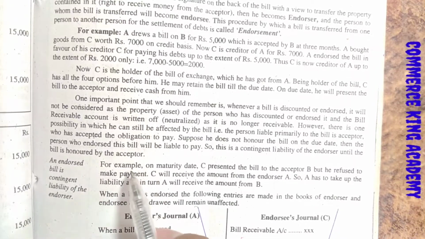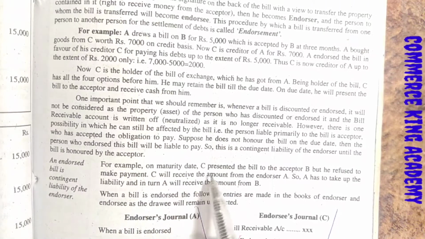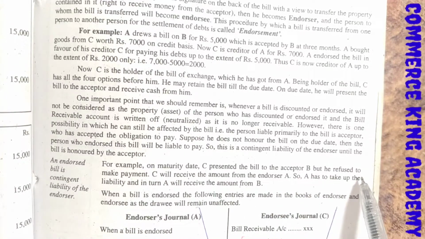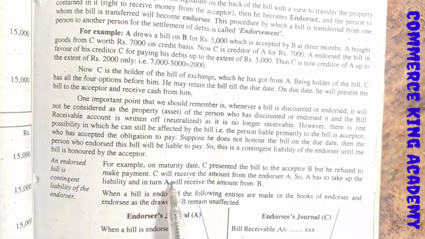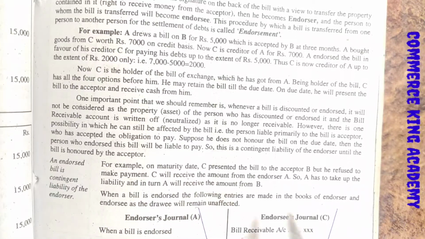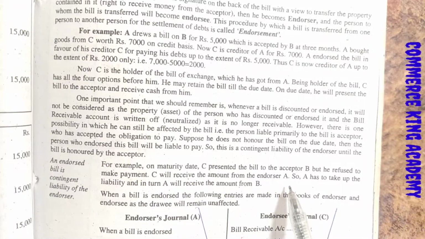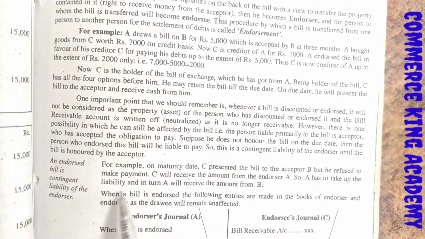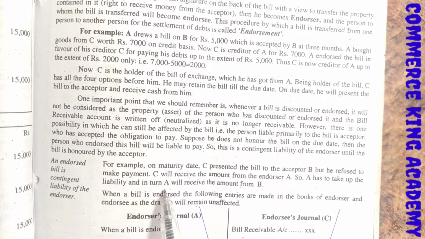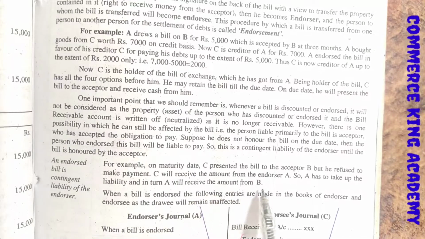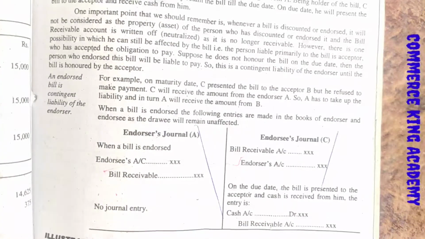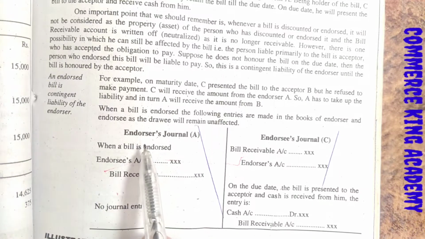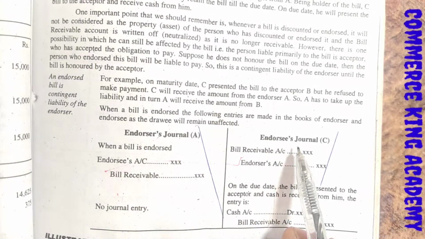Okay? For example, on maturity date, C presented the bill to the acceptor B, but he refused to make payment. C will receive the payment from the endorser, who is Mr. A. So, A has to take up the liability, and in turn, Mr. A will receive the amount from Mr. B. So, what would be the entries of the parties, endorser as well as endorsee journal?